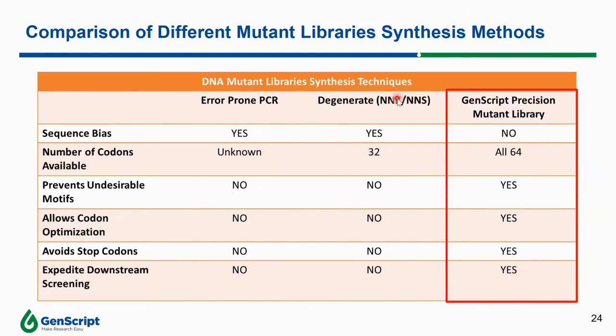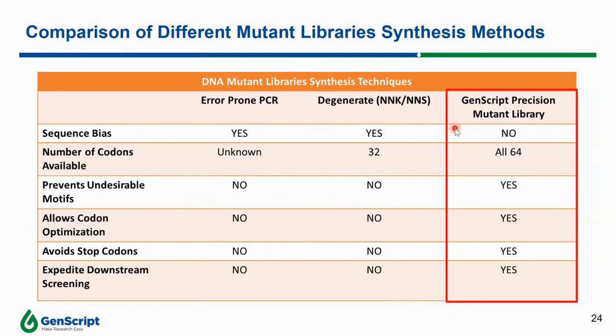What all that means is that the researchers have less control over the library design, which leads to the presence of unwanted species in the library and makes it more time-consuming to screen for the variants.